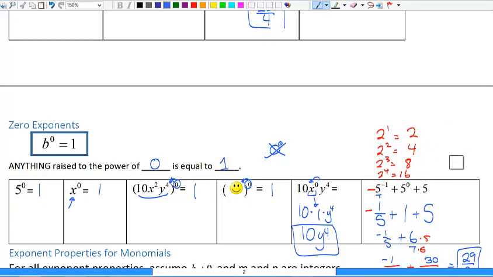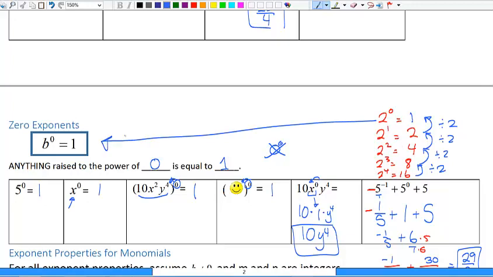Or if you think about it backwards, if you start with 16, to get back to 8 you're dividing by 2. To get from 8 to 4, you're dividing by 2. To get from 4 to 2, you're dividing by 2. If you continue that pattern, 2 to the 0, well, if we were at 2 and we're trying to get back, using our pattern of divide by 2, 2 divided by 2 is 1. That's one piece of anecdotal evidence that a zero exponent is equal to 1.